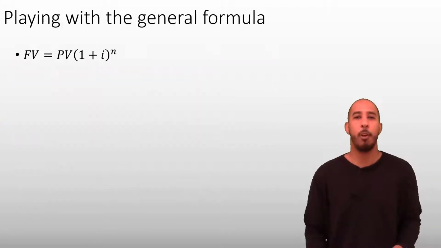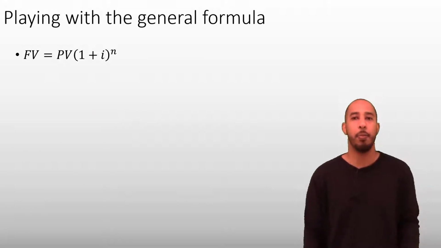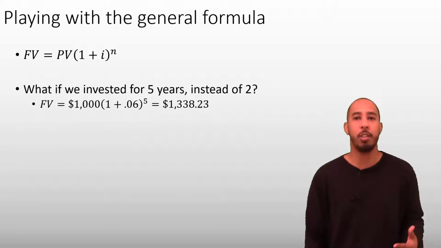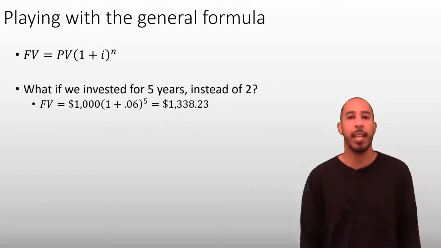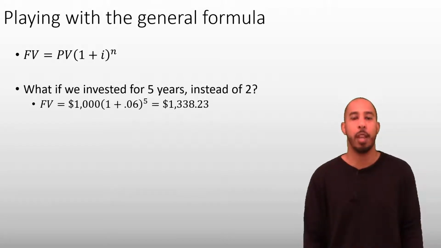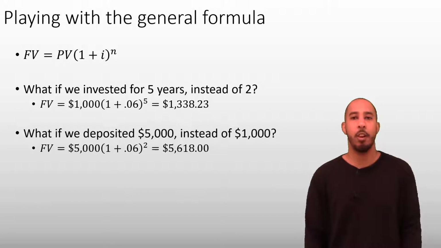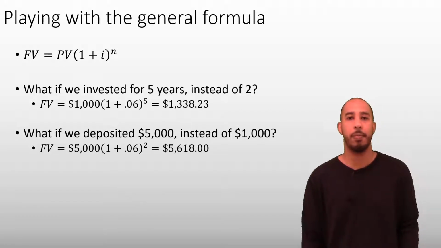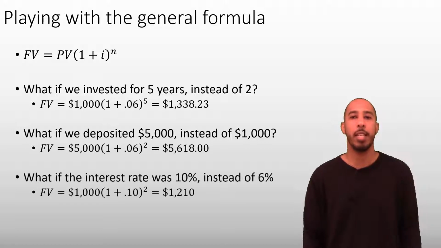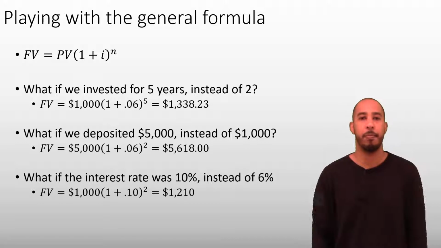We can mess around with the formula to see how things will change if the variables change. For example, what if we invested for 5 years instead of just 2? In that case, we would change the n in the formula and the future value would grow to $1,338. If we deposited $5,000 instead of just $1,000, we would replace the PV in the formula. If the interest rate was 10% instead of just 6%, we'd replace the I in the formula.